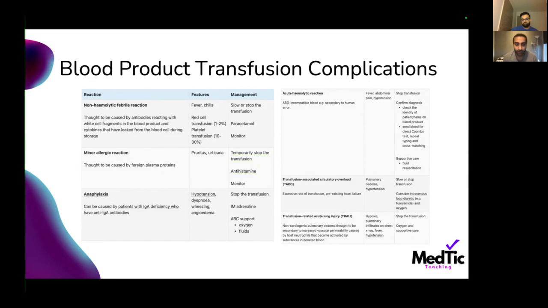Okay, and then TRALI, it's in the name, transfusion-related acute lung injury. So therefore, I think of lung damage as a result of the transfusion. So you're getting these pulmonary infiltrates that you can see on the X-rays. You're getting a fever, you're getting chest pain, and then you need to stop treatment, A, B, C, D, E, but more commonly oxygen. So, yeah, very good job that everyone got that right.